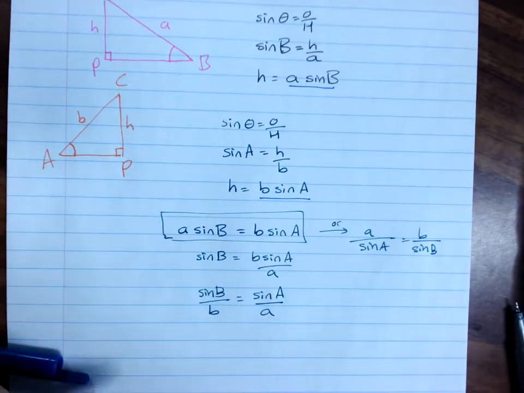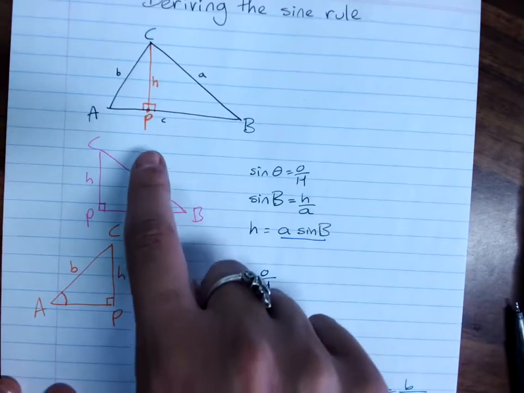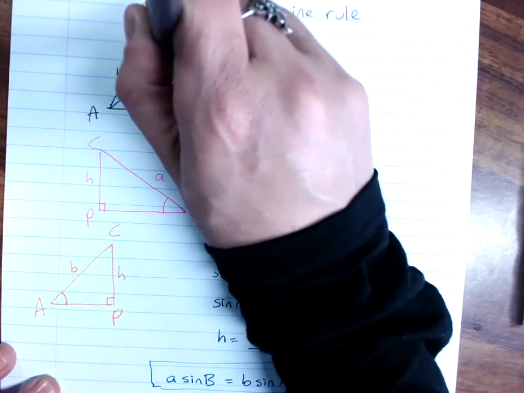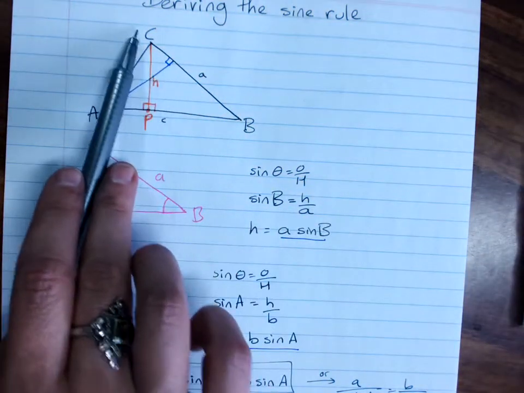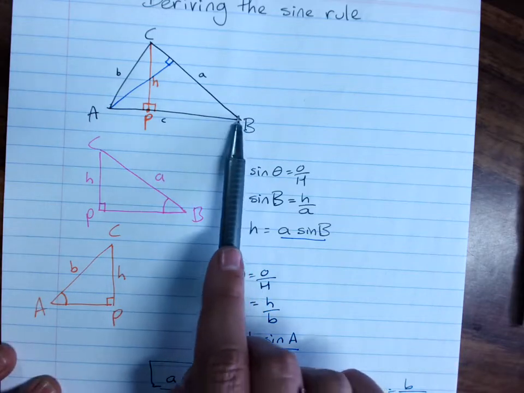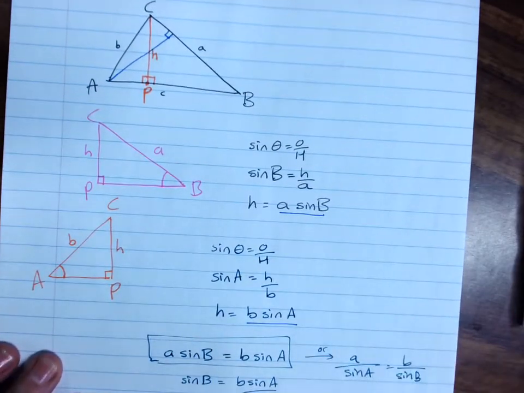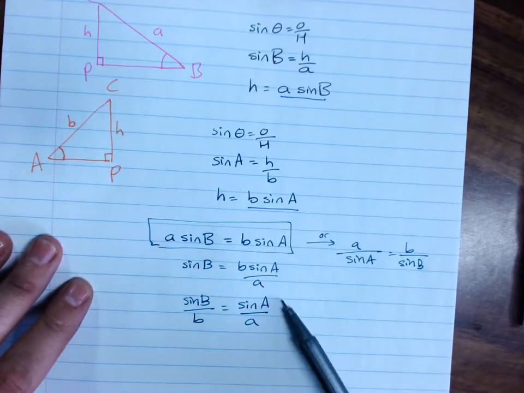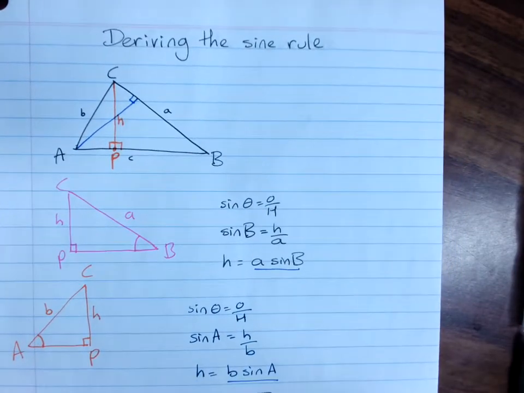And I can also do the same proof, cutting the triangle this way and relating C and B, or cutting the triangle this way and relating C and A, and discovering that they are all equated or related in this relationship. So that is how we use right-angled trigonometry to build the sine rule.